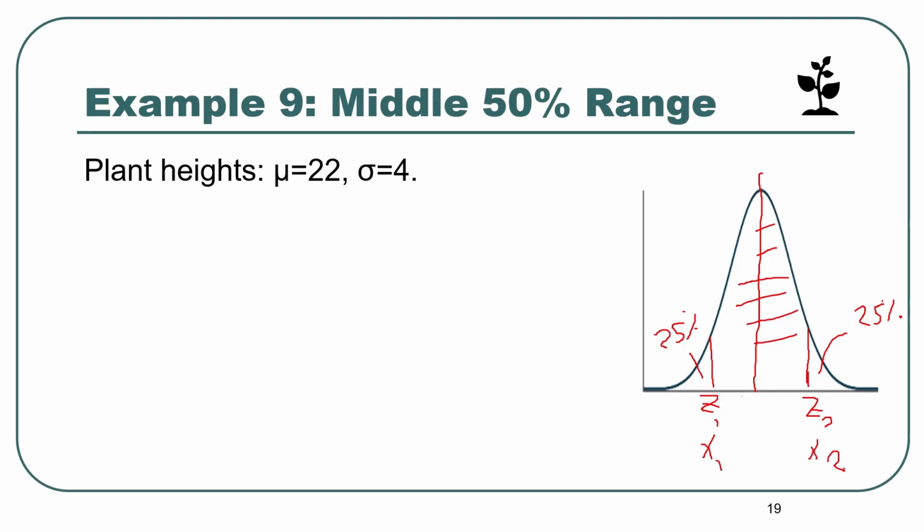So now I do have two areas. I need to enter my table to get the associated z1 and z2 with each one of these.